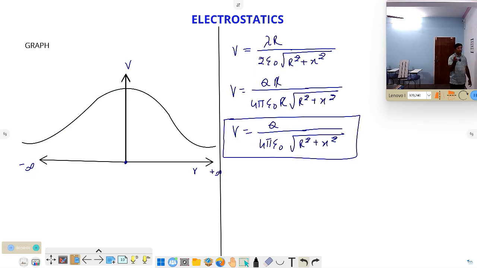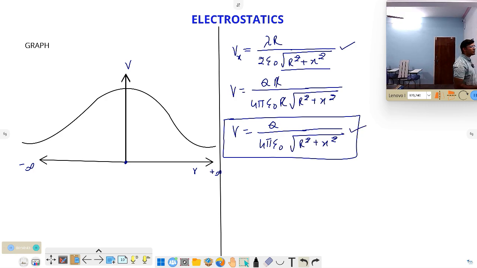Now we will conclude the potential due to the charged ring using the graph. You can see the graph here that we have already taken. Before that, we have to understand the equation which we derived previously. Potential due to the charged ring at any distance x is lambda r by 2 epsilon naught under root of r square plus x square. What is lambda? Charge per length, that is q by 2 pi r. If you apply that and rearrange, we get q by 4 pi epsilon naught r under root of r square plus x square, and r gets cancelled.